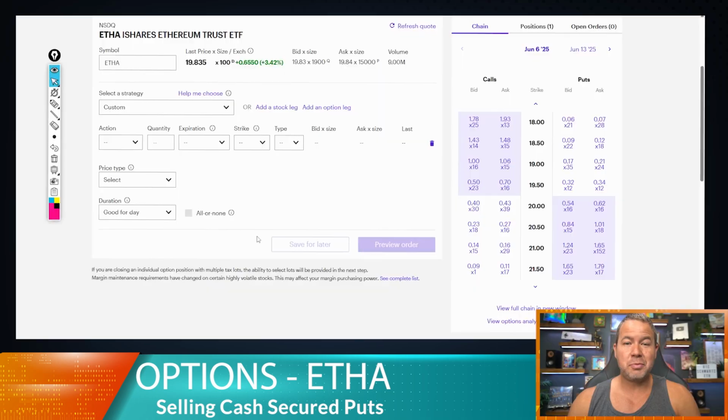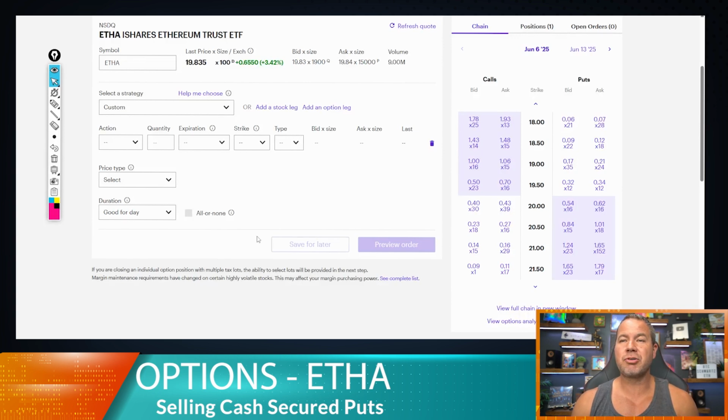We are going to be going over options and what we're doing right now in the market with Etha, as we're going to use that as an example. Now, if you're new to the options game, don't get stressed. There's a lot to this, but we're going to simplify it to the methodology that we're using right now so you can follow along a lot more easily to see exactly what we're doing.